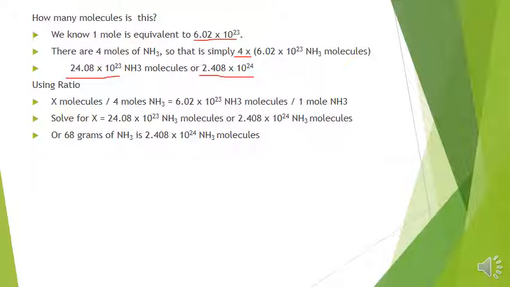To get it, you can set up a ratio: X molecules over 4 moles has to equal 6.02 times 10 to the 23rd over 1 mole. So if you have 68 grams, this is 4 moles, which is 2.408 times 10 to the 24th molecules.